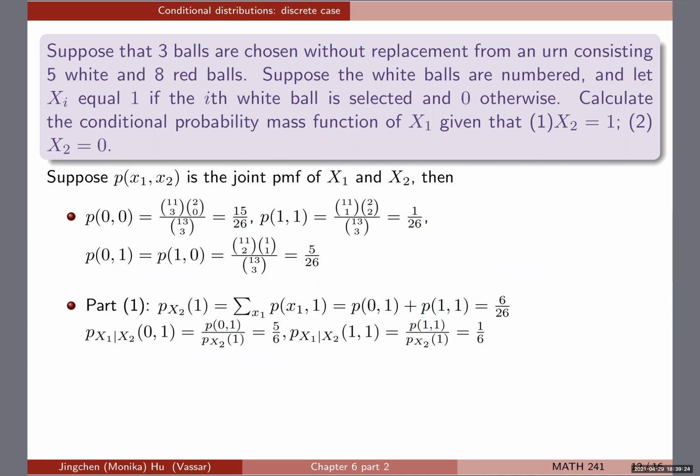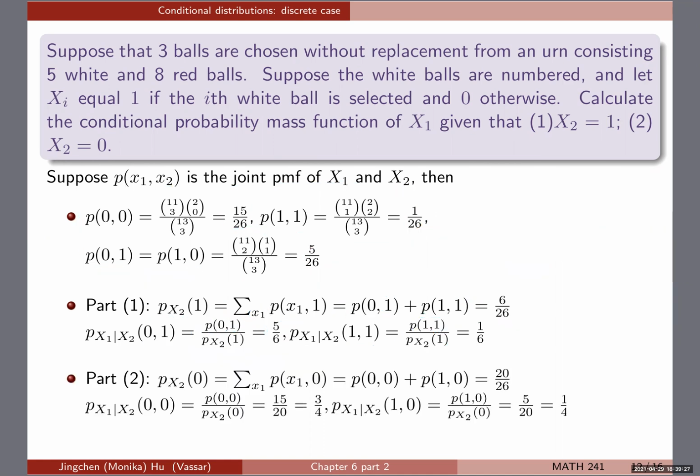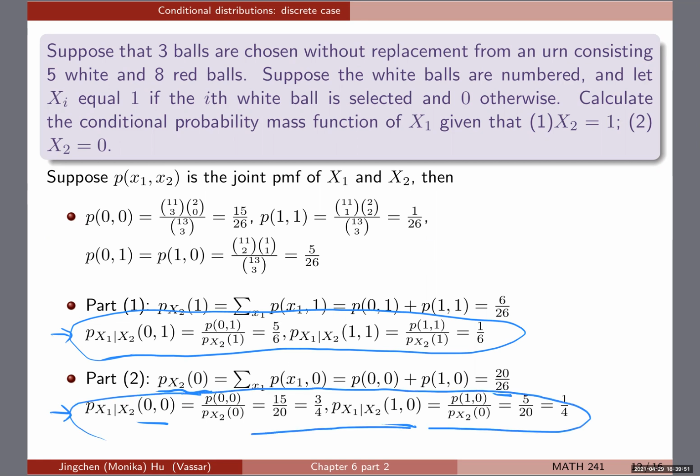Hopefully part 2 won't be that bad because right now you're dealing with the case where x2 equals 0. You start with finding the marginal probability of x2 equals 0, which is 20/26. And then you do the two separate conditionals in this case. Actually, for both cases the entire thing is the answer, because we're working with discrete random variables. We do have different cases of 0, 0, 1, 0, and 0, 1, and 1, 1. So the entire thing is the answer, and you can leave the answer like that once you get to the probability.